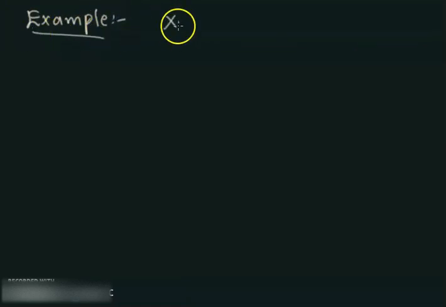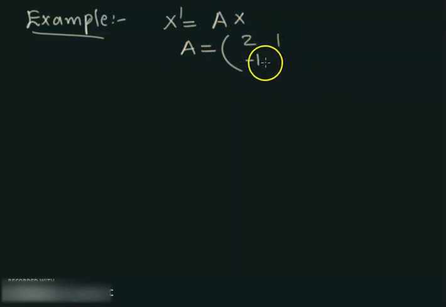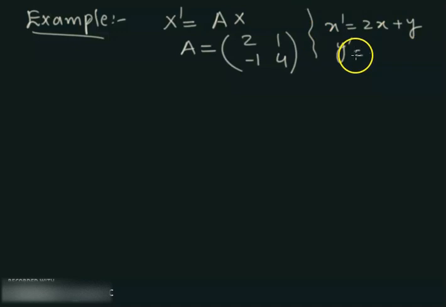So I'll consider this example. I am given this system x prime equals A times x, where my A looks like [2 1; -1 4]. So the system is obviously x prime equals 2x plus y, and y prime equals minus x plus 4y. Now let's see what its eigenvalues are.